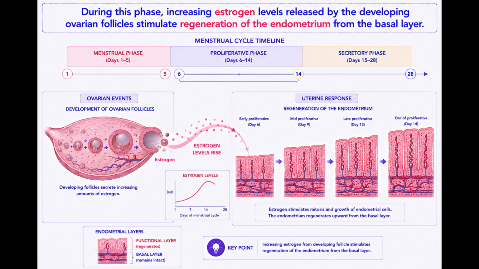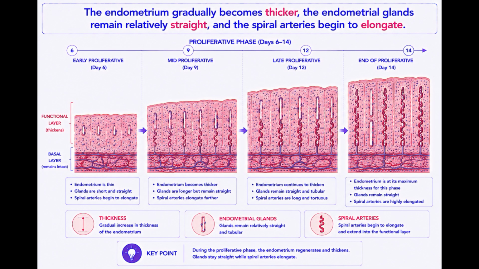During this phase, increasing estrogen levels released by the developing ovarian follicles stimulate regeneration of the endometrium from the basal layer. The endometrium gradually becomes thicker, the endometrial glands remain relatively straight, and the spiral arteries begin to elongate.